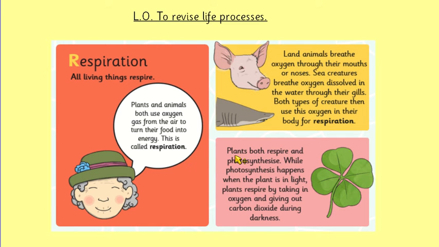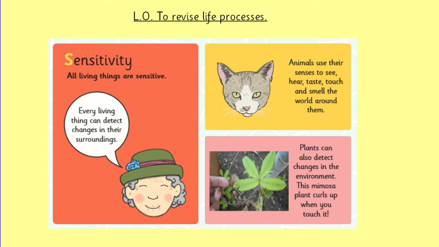Okay. Plants both respire and photosynthesize. While photosynthesis happens when the plant is in light, plants respire by taking in oxygen and giving out carbon dioxide during the darkness. Okay, so in the daytime, plants will take in carbon dioxide and give out oxygen. Okay, but at night time it is different. So all living things respire.